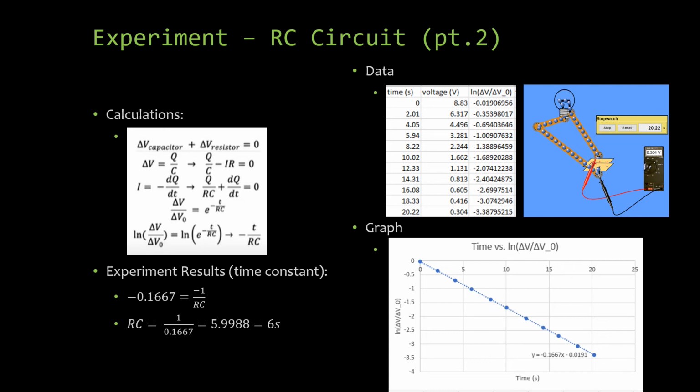I recorded the voltage over a 20-second time period while the capacitor was discharging. I then calculated the natural log of the voltage difference over the initial voltage, and then I plotted the graph of time versus the natural log of the voltage difference over the initial voltage difference. The slope of this graph is equal to -1 over the time constant. I then rearranged that formula to find the time constant to be equal to 6 seconds.